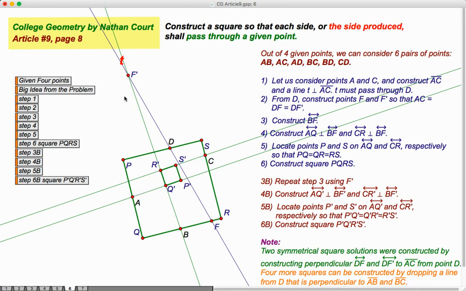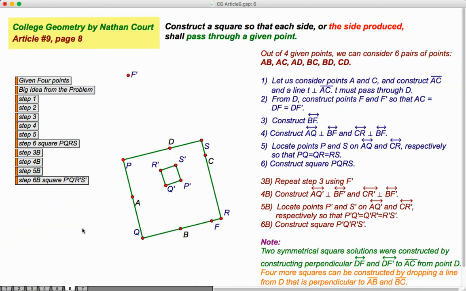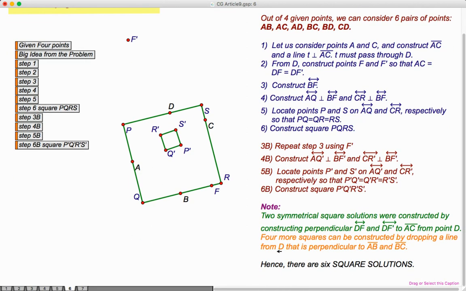Now let me hide this. And I can now hide this one. Okay, and hide this. Again, let's review the procedure. What we have done was we focus on DF perpendicular to AC, and the other one is DF prime also congruent to DF. And with DF, I constructed a big square, and with DF prime, I constructed a square P prime, Q prime, R prime, S prime. They are symmetrical, okay, in nature, and the solutions were constructed in a very similar manner, okay?